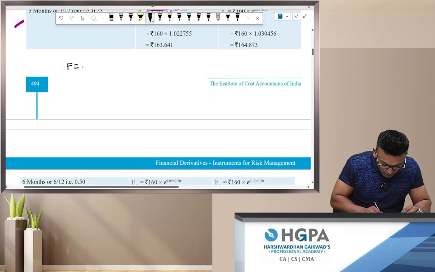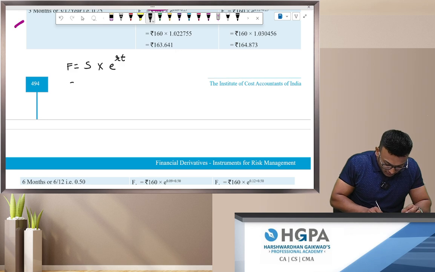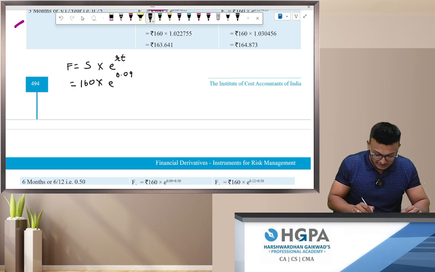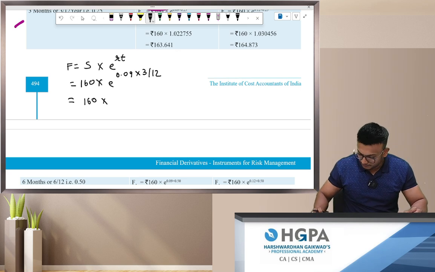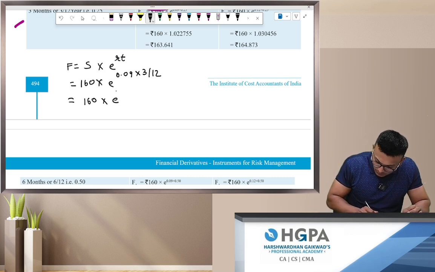F is equal to spot into e raised to RT. What is spot? 160 into e raised to R, which is 0.09. Now T will change: time to expiration. This will be into 3 divided by 12. So 160 into... please do it. How much is it? 0.09 into 3 divided by 12, so e raised to 0.0225. Can you please do it? Pause the video and just do it. If you have not understood, then pay attention.